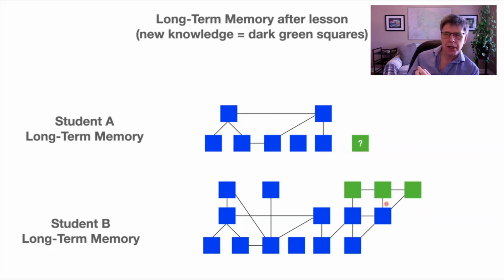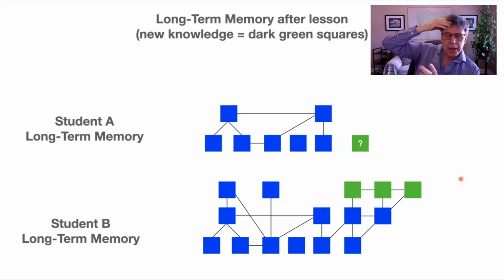So student B was able to create these links and associate the new knowledge to the prior knowledge, but student A doesn't have that prior knowledge, so the links can't be created. Student A might retain a little bit of knowledge from this lesson, but not as much as student B.